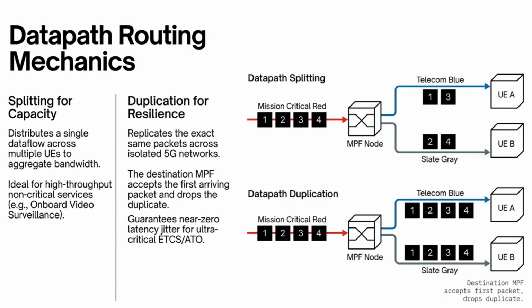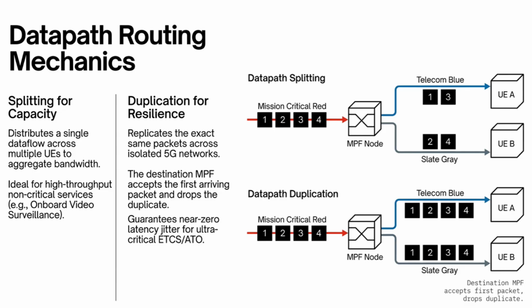So the crucial point is understanding the difference between these two actions, because they serve very different purposes. Data path splitting takes the packets of a single data flow and distributes them across multiple paths. This is perfect for aggregating bandwidth, like when you need to push a really heavy video stream. Data path duplication, however, takes the exact same packets and copies them across multiple paths simultaneously. This is purely for seamless, bulletproof failover.